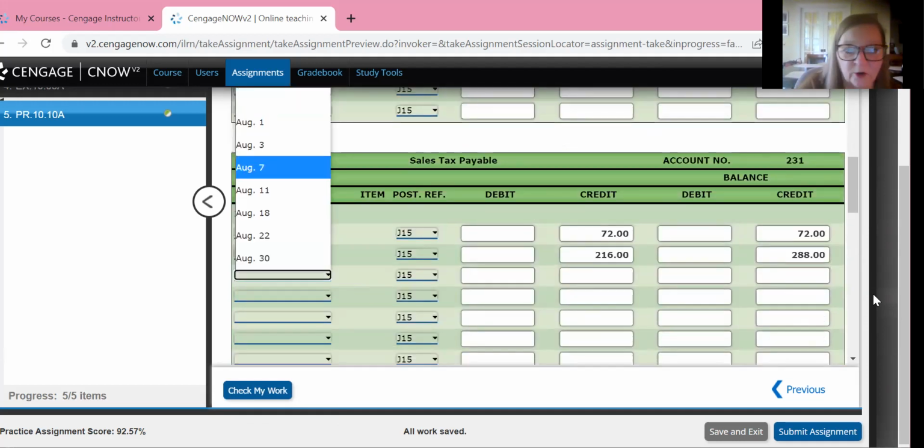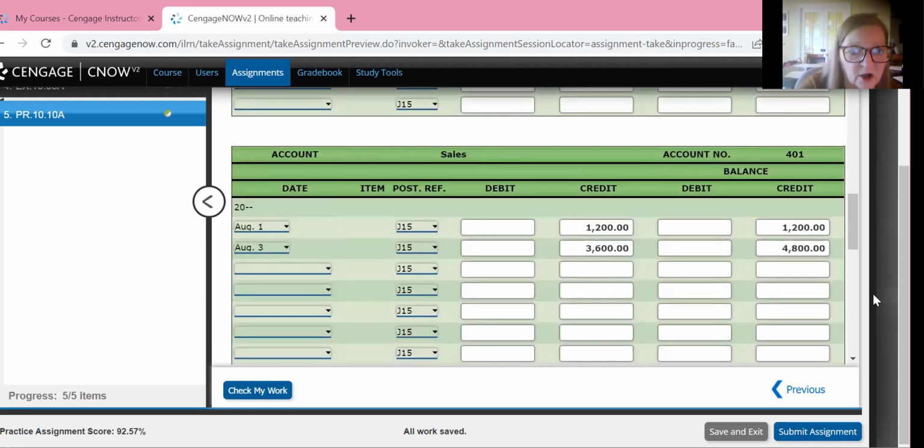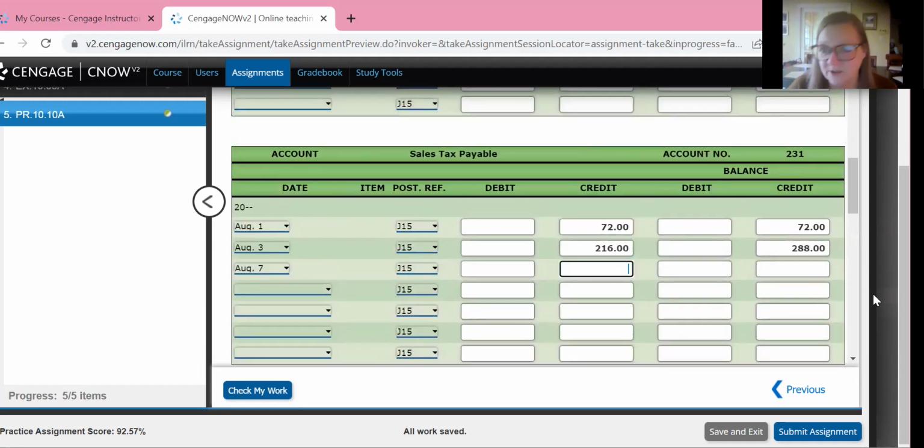August 7th, we had a credit. Well, let me do the sales first. August 7th, we had a credit for sales of $1,400, bringing us to an ending balance of $6,200. And then the sales tax for that day had been $84 to bring us to an ending balance of $372.